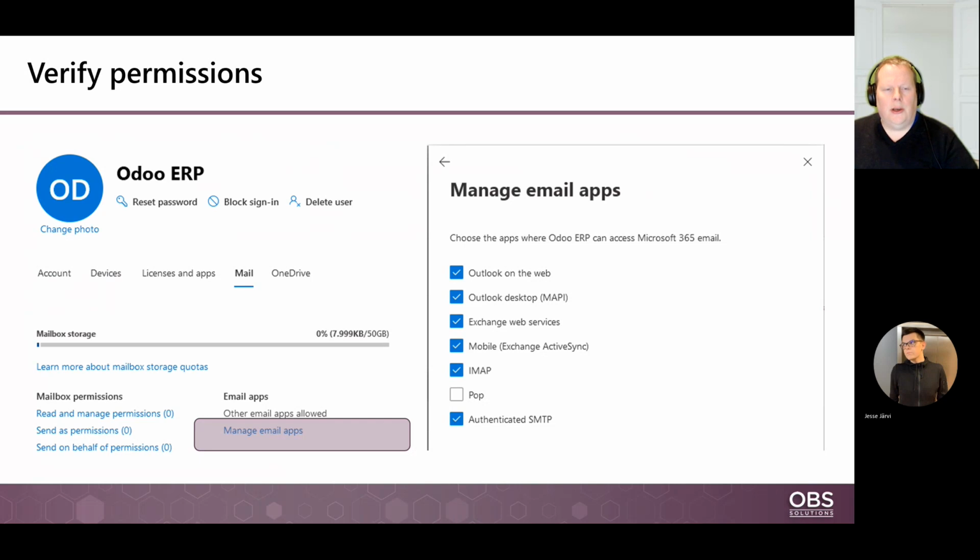Now, open the Odoo ERP from the previous screen. You can see on this screen that the email box has now been created. You should check that the email apps are set so that at least IMAP and authenticated SMTP are checked. You can also make your life easier and select the rest. You don't really need POP, but apart from that, that's fine. All right.